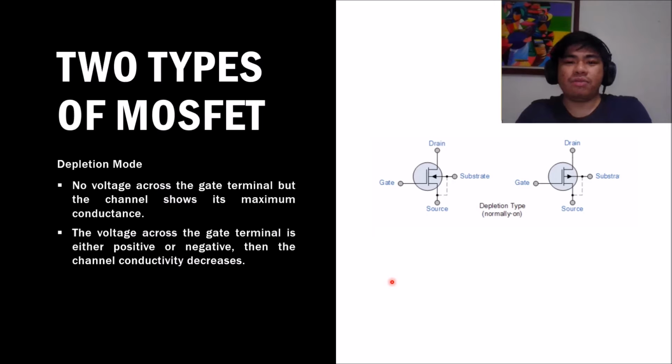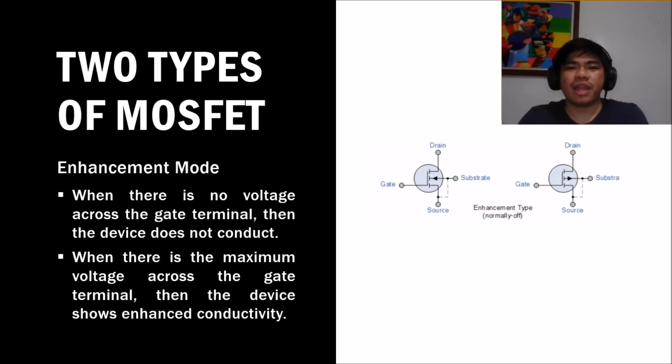Depletion mode has two channel types: one is the N-type channel and the second is the P-type channel. In the N-type channel, the arrow is going into the gate, while in the P channel, the arrow is going out from the gate. The second type of MOSFET is called enhancement mode.